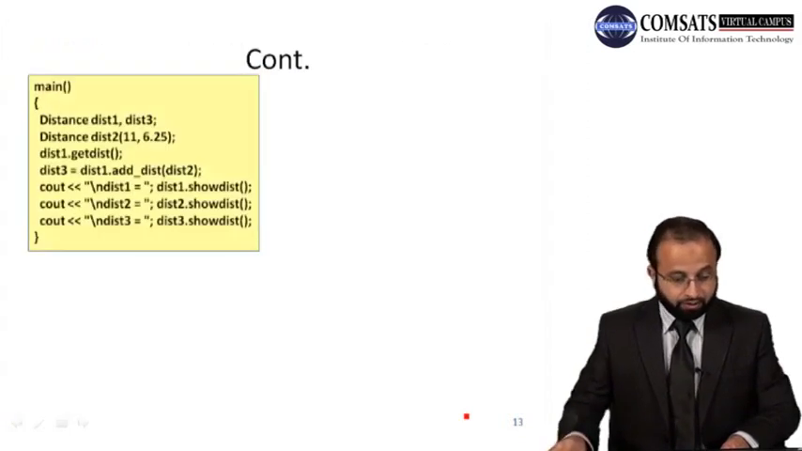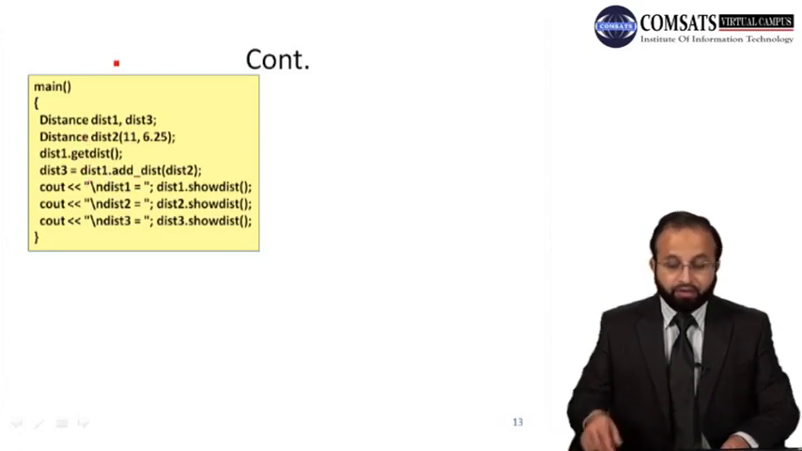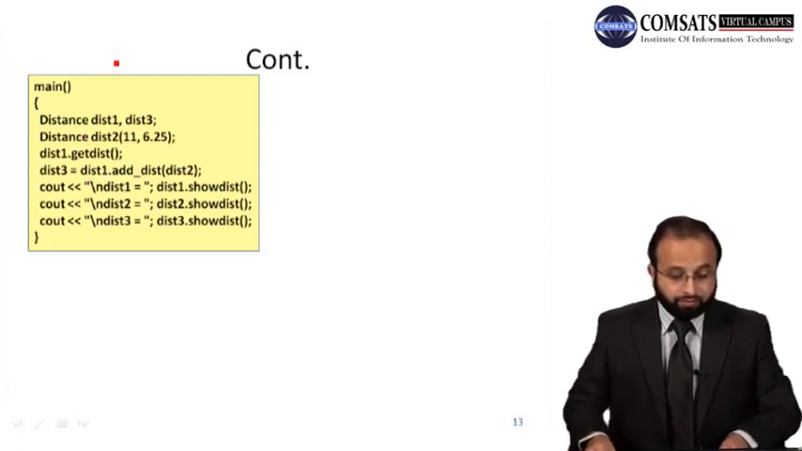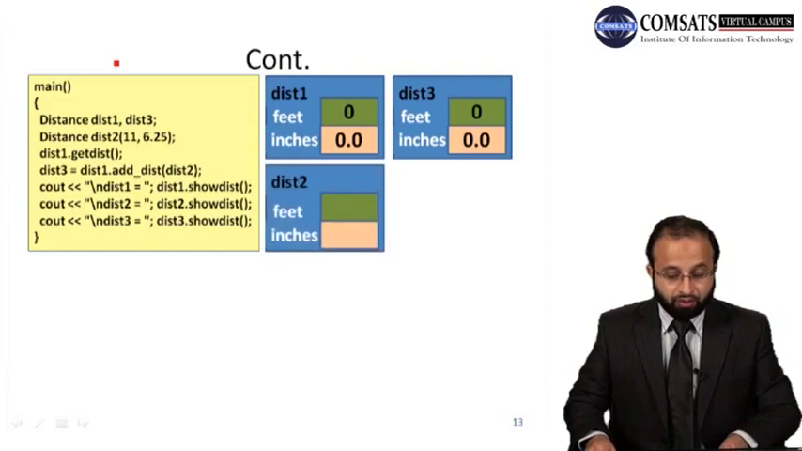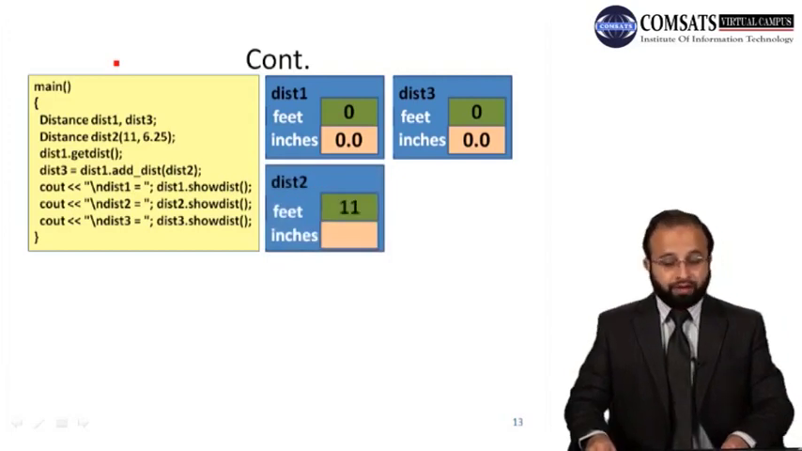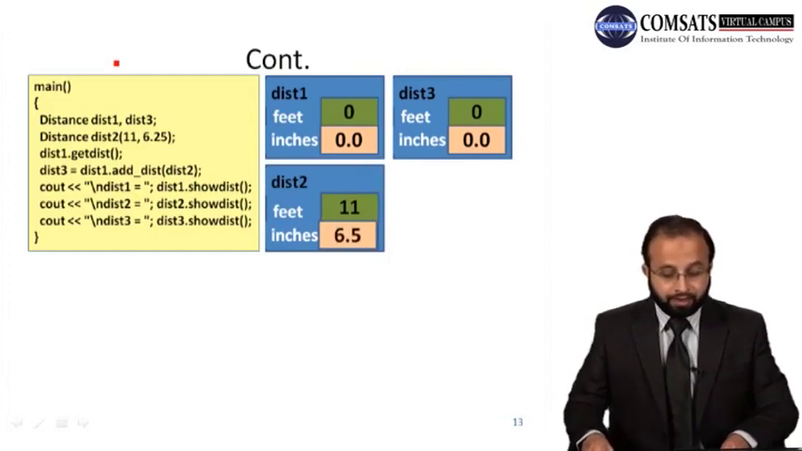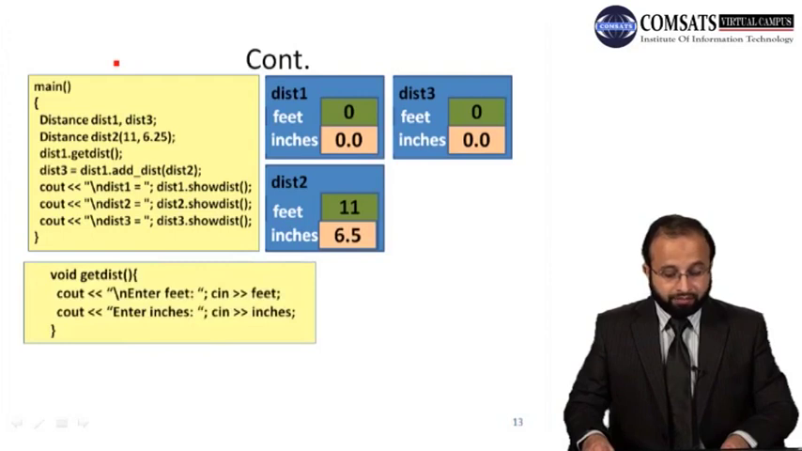Let's see the main function. So this is the main function. Now let's execute it one by one. In the first statement it creates two objects, dest1 and dest3. In the second statement it creates the dest2 object, initializes it with values 11 and 6.25, and then we call the get dest function. This is the get dest function.